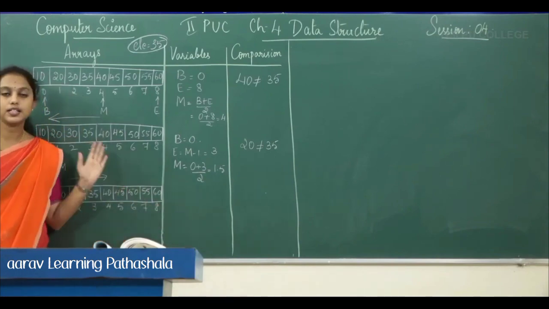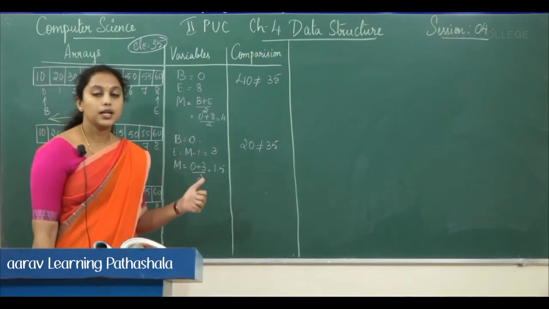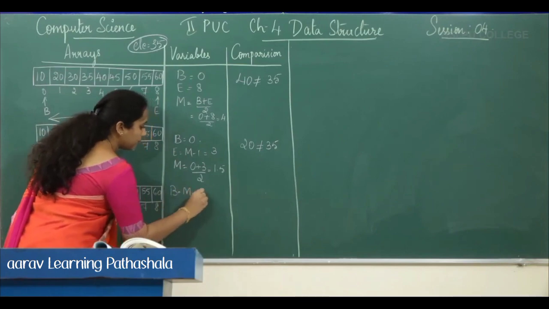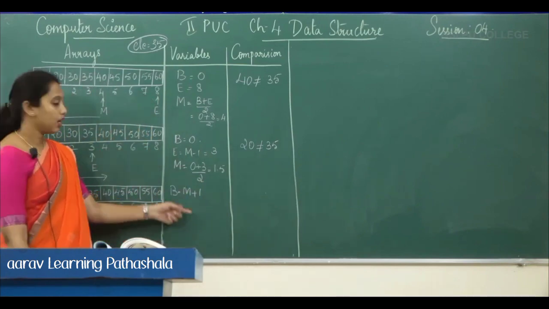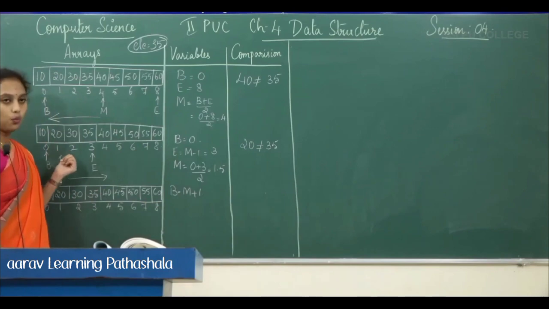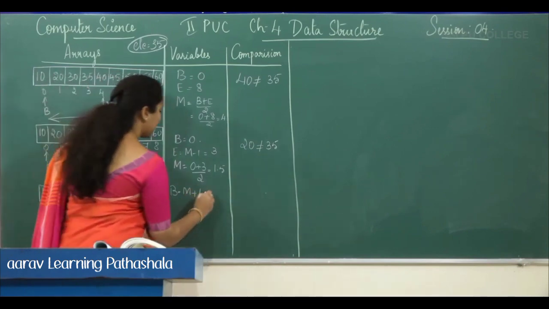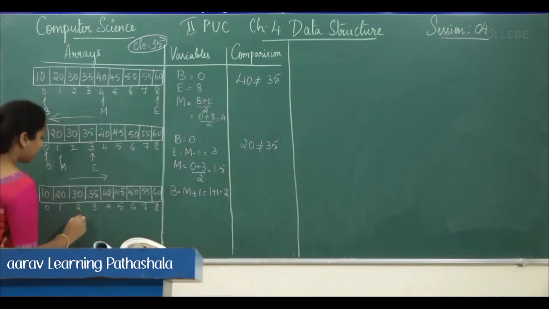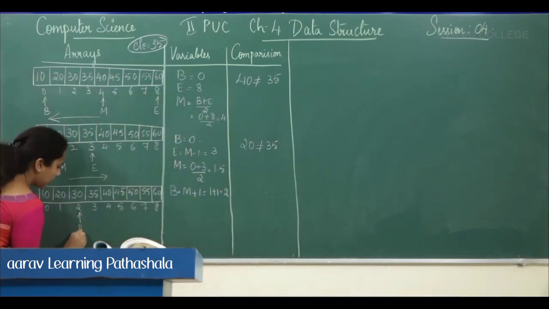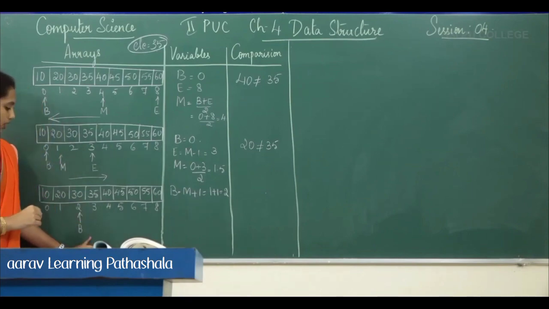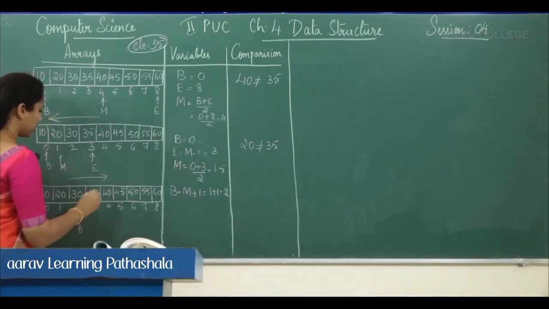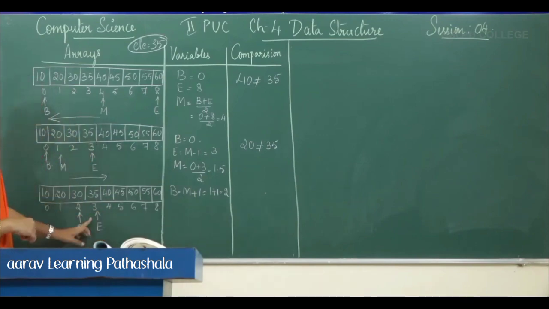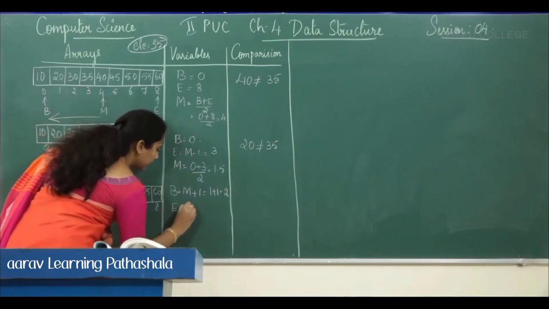If the search element is greater than the middle element, then beginning is equal to m plus 1. What is the m here? m is 1. What is m plus 1? m plus 1 is 1 plus 1, which is nothing but 2. So 2 is our beginning position. Next, what is the end position? End position is 3. E is equal to 3.